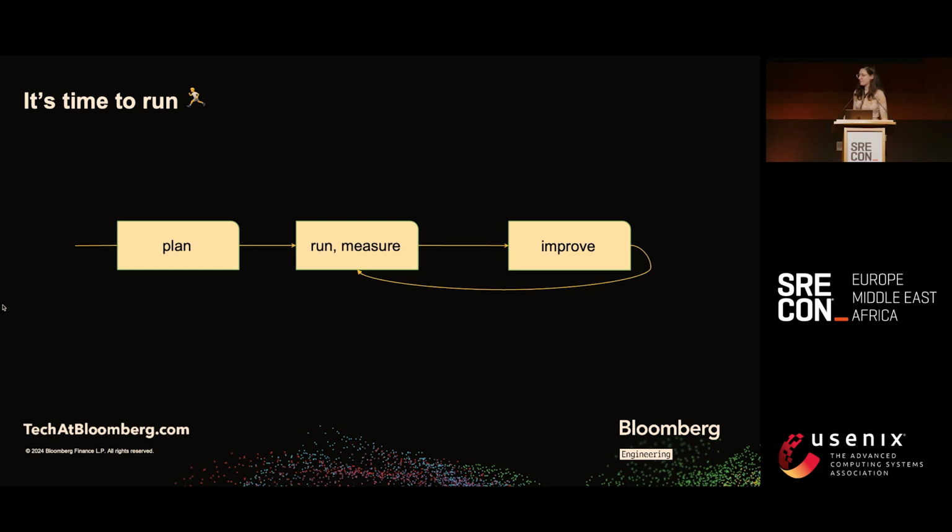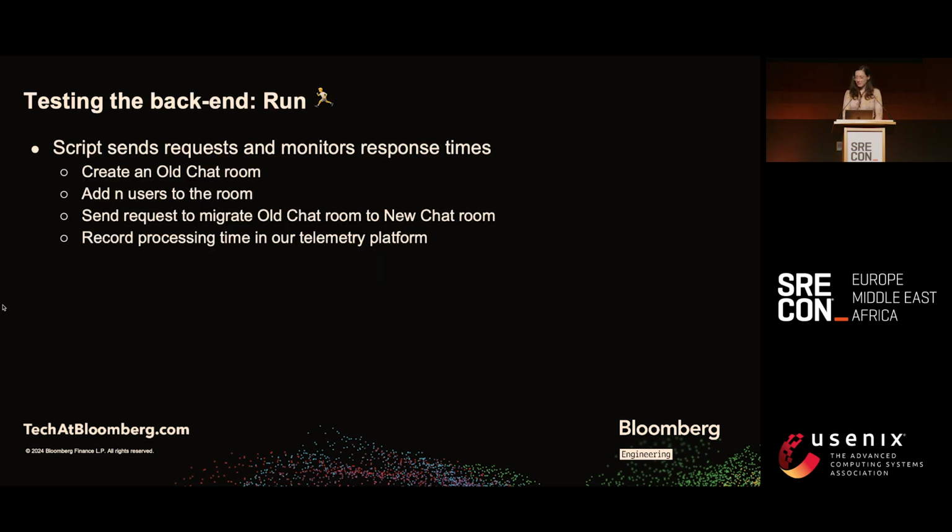So moving on, we started running our tests. Let's have a look at how we entered the loop of running our tests, measuring the results, and then making improvements in the system based on the results that we got. To start with, because we are primarily backend engineers, we focused on load testing our backend. So we wrote a bunch of scripts that would set up an old chat room, add the desired number of users we wanted to test with to this room, and then send a request to migrate the old room to a new room and record the processing time. Now, this is all nice, but obviously not enough.